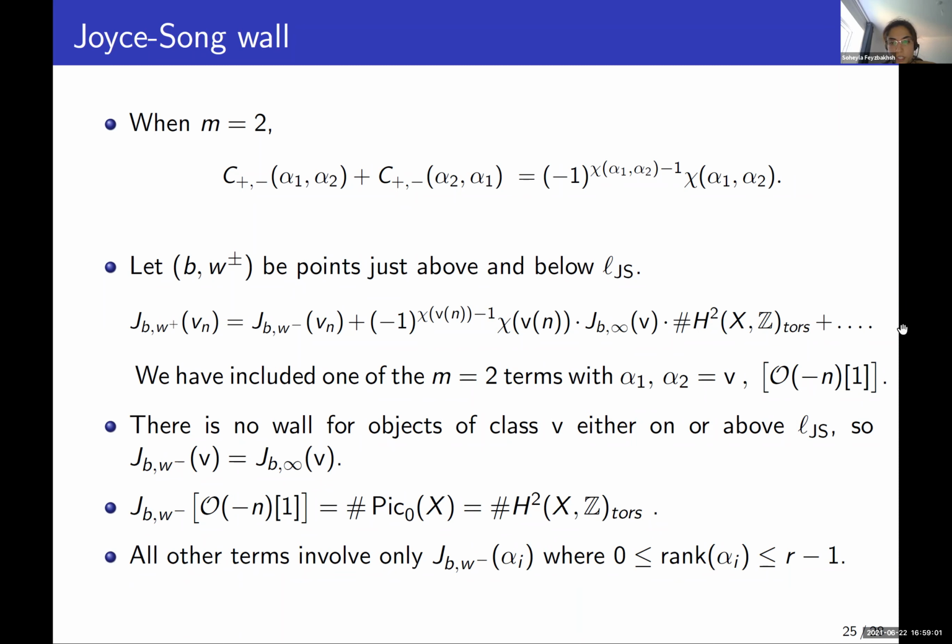And all other terms in this wall-crossing formula involve only J_{B,W-}(alpha_i), where alpha_i is of non-negative rank and the rank is smaller than R minus one. So the only term in this wall-crossing formula that involves rank R is just J_{B,∞}(V). And this is the only place that J_{B,∞}(V) appears in this wall-crossing formula. Okay, so the next step is to understand this J_{B,W+} and J_{B,W-} of class V_n.